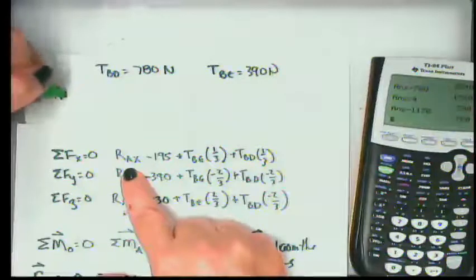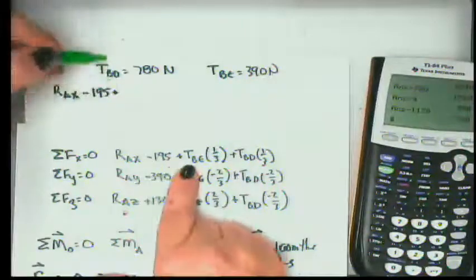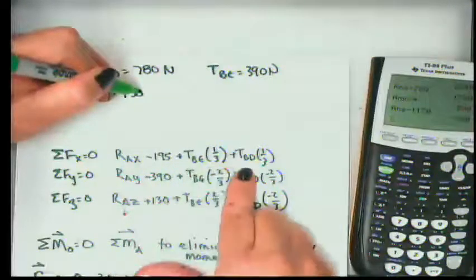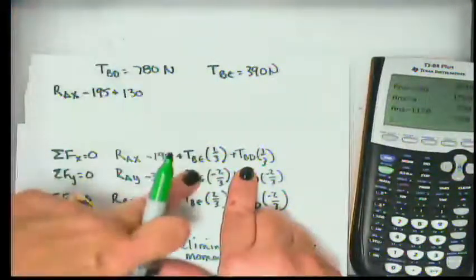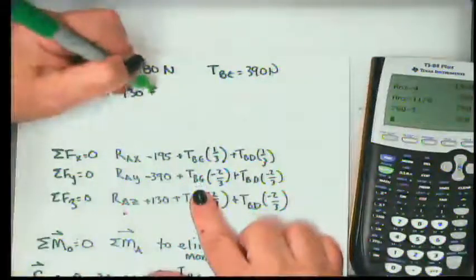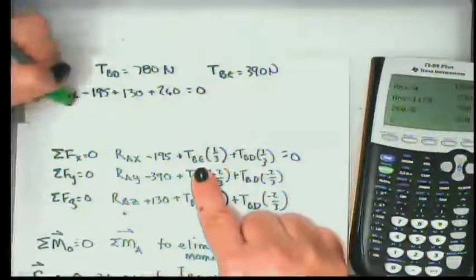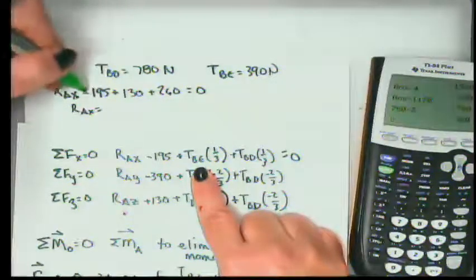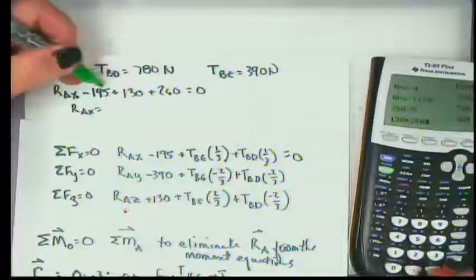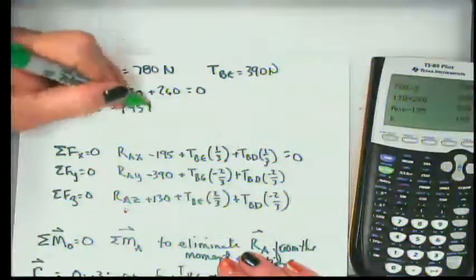I can say my reaction at A in the x direction minus 195 plus TBE times 1/3, 390 times 1/3 is 130, plus TBD times 1/3, 780 times 1/3 is 260. Those things added together have to equal 0 for equilibrium. So that means my RAX, when I bring this over, that's positive, negative, negative. So I have 130 and 260 as negatives. 195 is a positive, so that's negative 195 newtons.